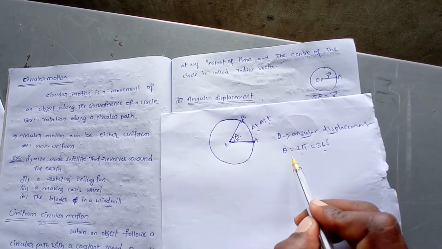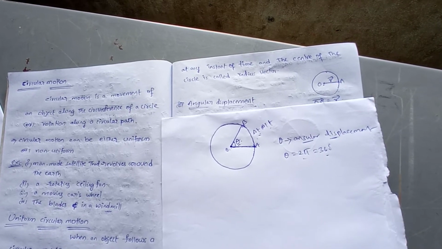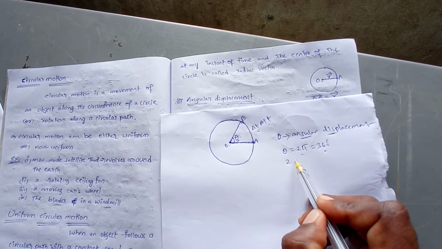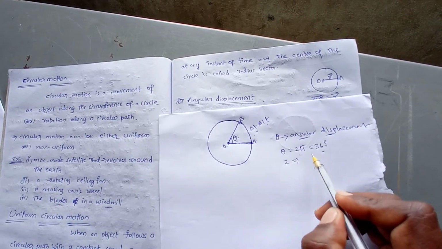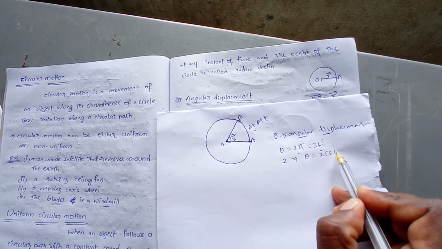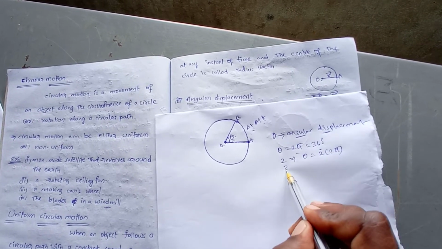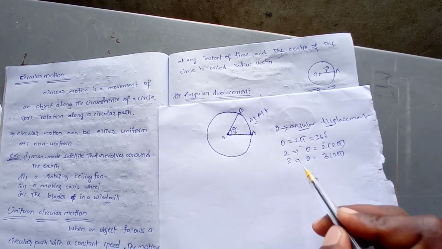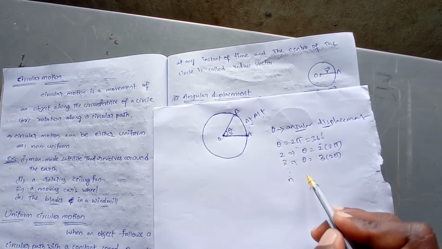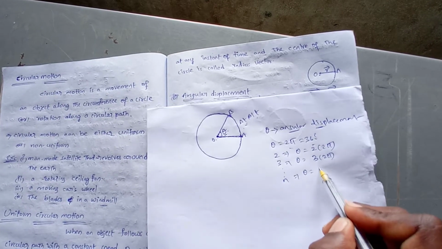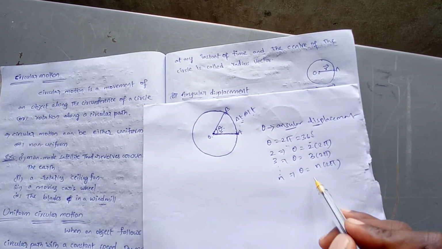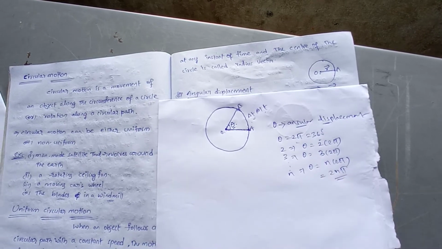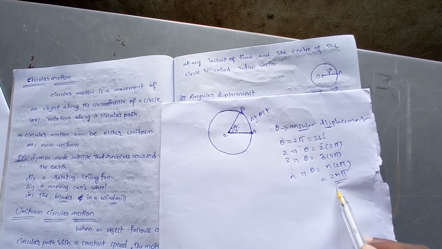2π అంటే ఏంటి? 360 degrees. For suppose this body completes 2 rotations. 2 rotations చేసింది అనుకోండి. What is the angular displacement? 2 into 2π. 3 rotations చేస్తే theta is equal to 3 into 2π. సో n rotations చేసింది అనుకోండి, theta is equal to n into 2π. That is 2nπ. So this is the angular displacement.